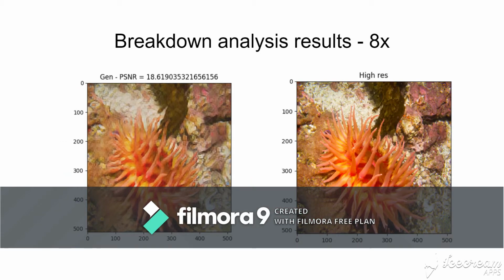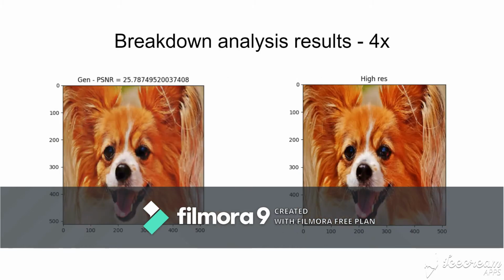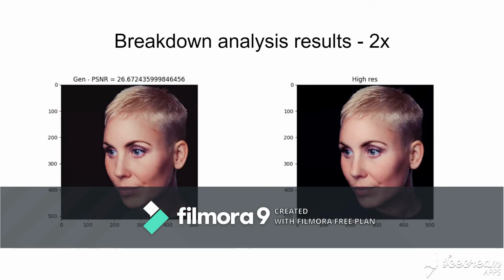This is the example of 8x upsampling. This is an example of a 4x upsampling. So now finally we come to 2x upsampling, where we see that the generated image is very much close to the high resolution image itself. So I'm pretty sure if you're the discriminator, you'll have a pretty hard time trying to identify which is the generated image and which is the high resolution image.